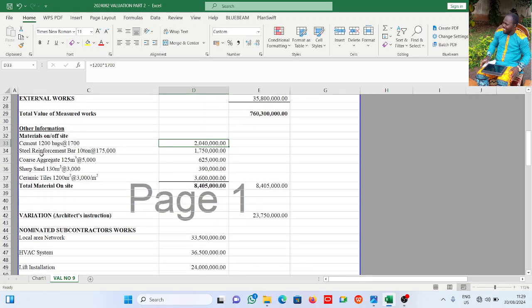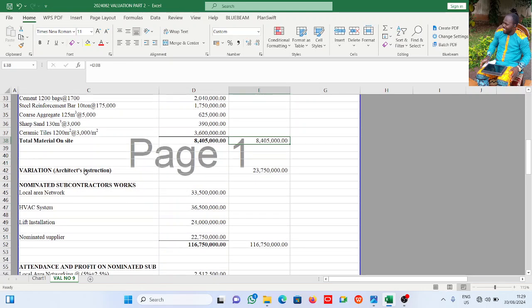All right. Steel reinforcement bar is 10 tons at 175,000, so 175,000 times 10, we have this. Coarse aggregate is 125 cubic meters at 5,000 per cubic meter, so 5,000 times 125, we arrive at this. The same thing goes for sand, and the same thing goes for cement. So the total materials on site is 8,405,000.